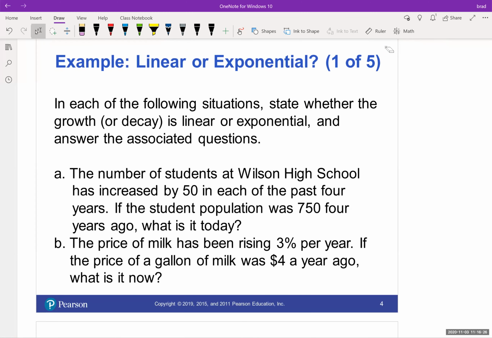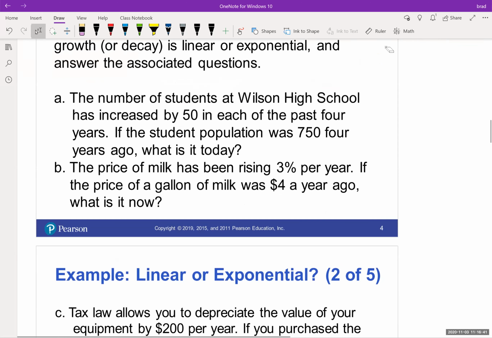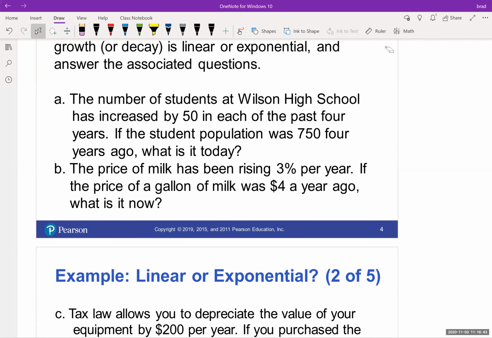So linear or exponential. Here are just a few examples. And again, this is just an intro section. We're not going to go crazy in depth. In each of the following situations, state whether the growth or decay is linear or exponential and answer the associated questions. Part A says the number of students at Wilson High School has increased by 50 in each of the past 4 years. If the student population was 750 4 years ago, what is it today?